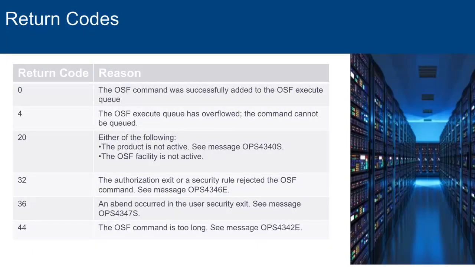This table shows the Address OSF return codes. The Address OSF return codes indicate whether a command was successfully sent to the OSF execute queue. They do not imply that a command executed successfully in a server. You can also find this table in the Ops MVS documentation at docops.ca.com.